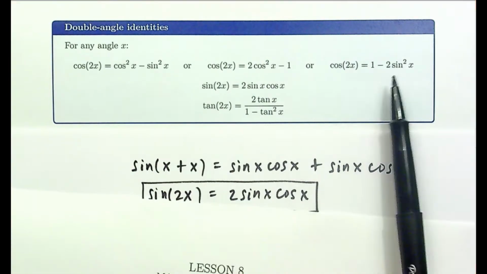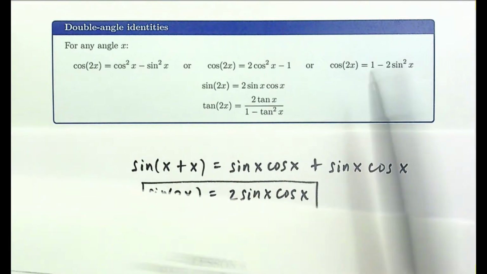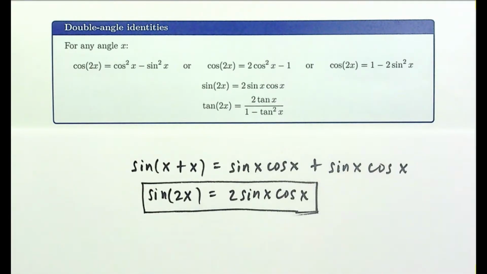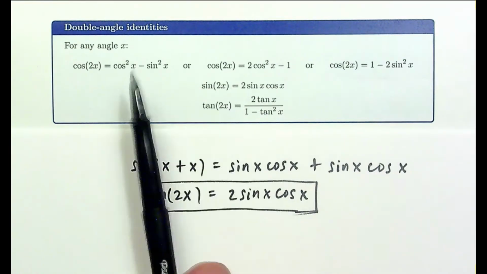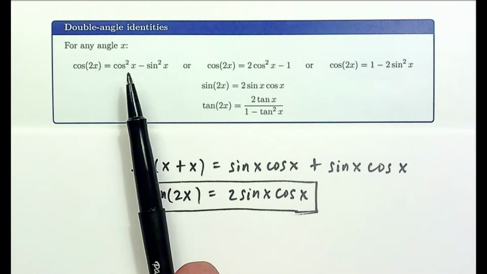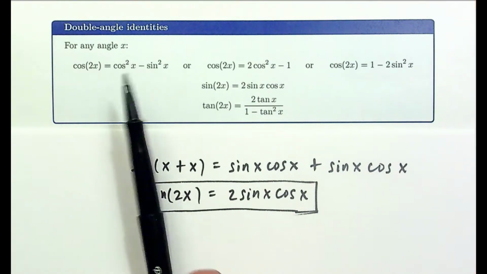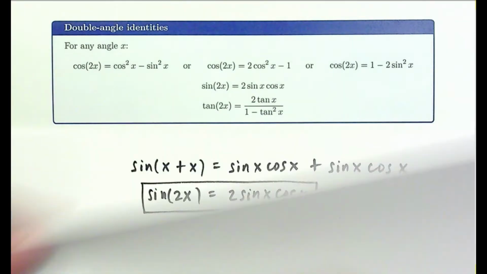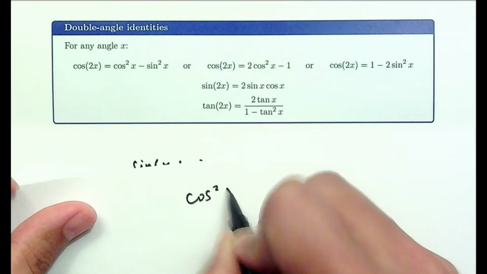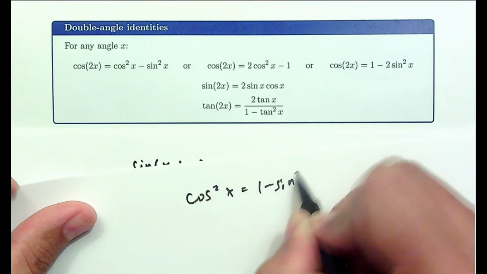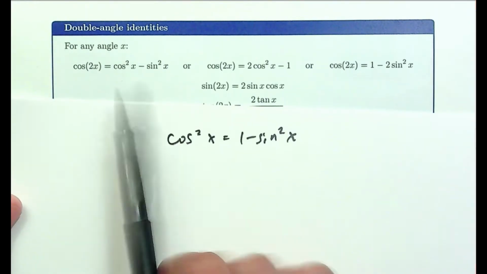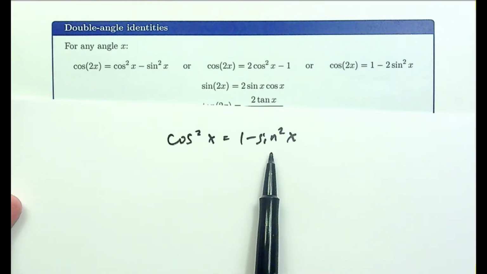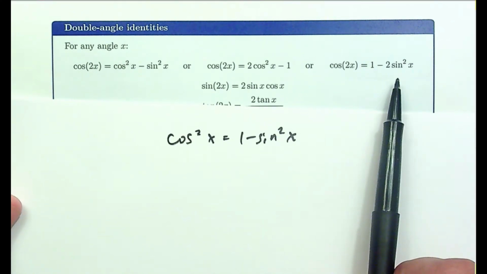Now we have three though, so where do the other two come from? Well, the other two just come from the Pythagorean identity, because we know that cosine squared equals 1 minus sine squared. That's from the Pythagorean identity. So if you take that cosine squared and you replace it with 1 minus sine squared and simplify it, you will get this. So that gives you the third one.